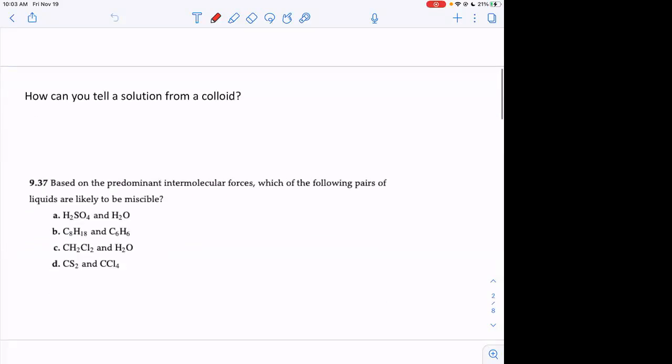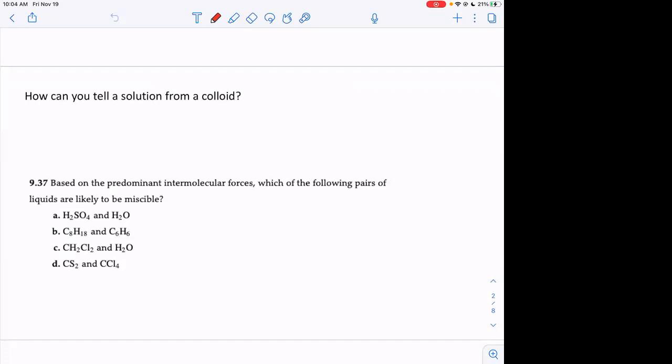A lot of these are from the textbook, like the recommended textbook problems on chapter 9. Some odd and even ones. But the first question is, how can you tell a solution from a colloid? What's the difference? That was one of the first things we defined in chapter 9.